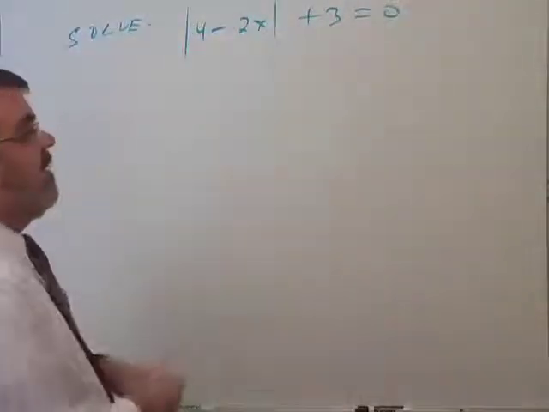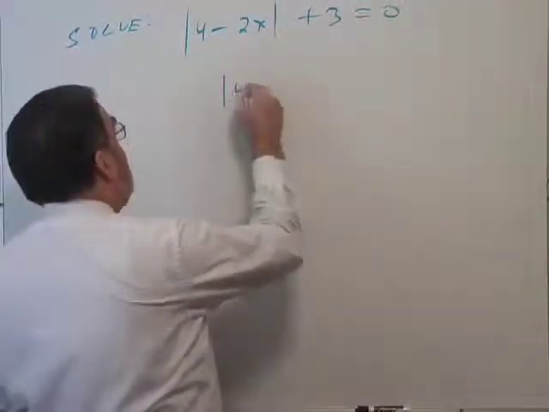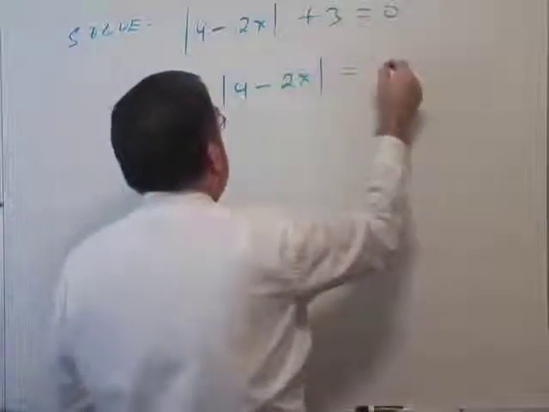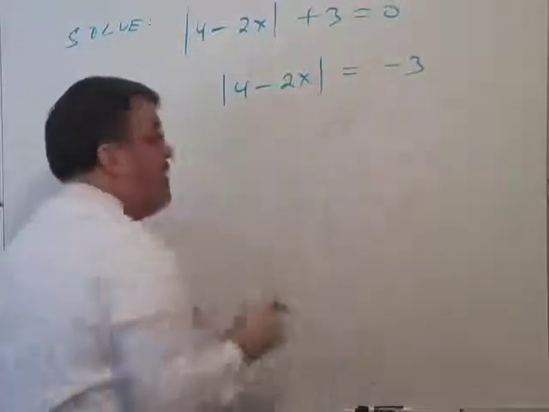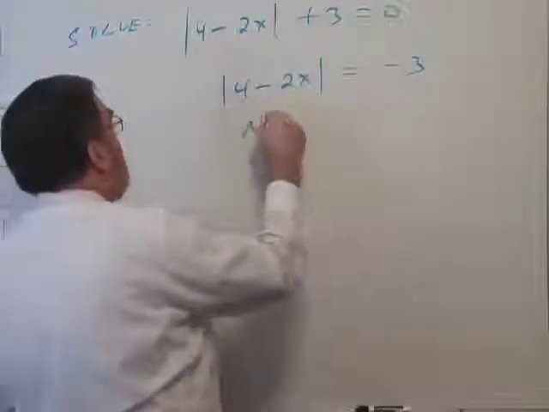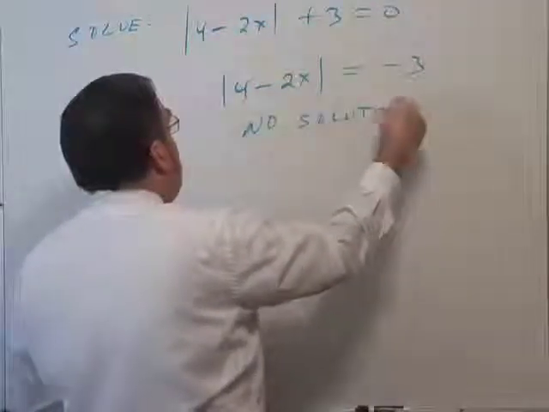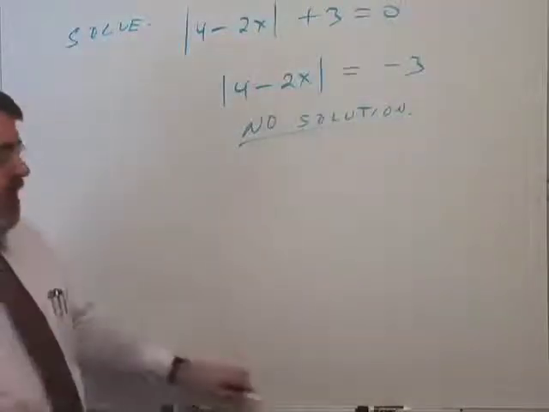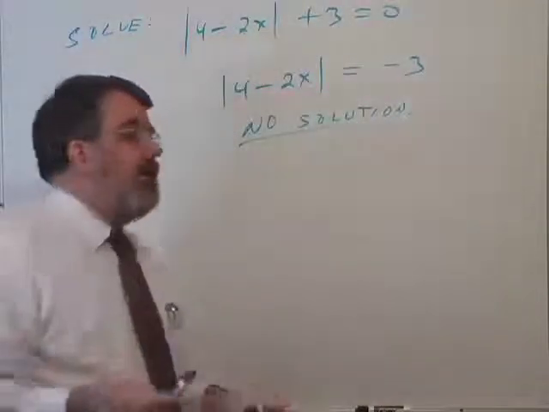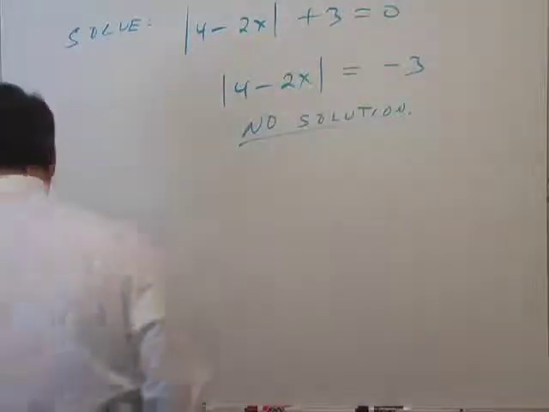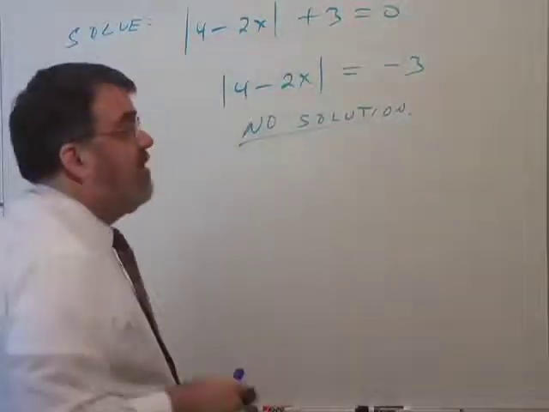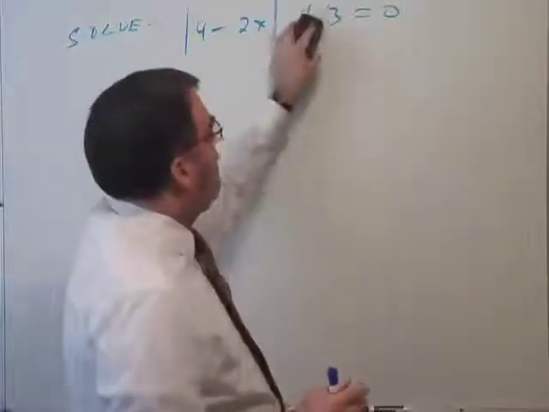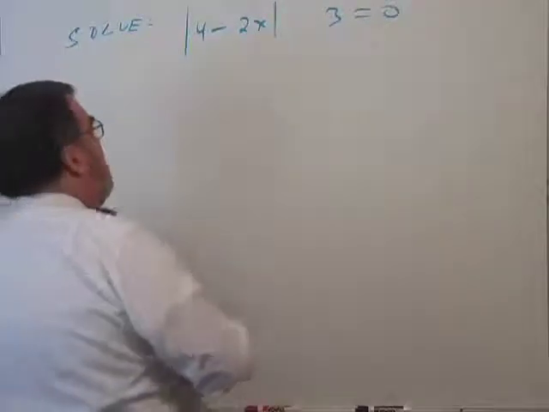It would be the same thing as writing this by bringing the 3 to the other side: the absolute value of 4 minus 2x equals negative 3. Absolute value can never equal negative 3. So in either case, there would be no solution to that problem, because the absolute value cannot be a negative number. Distance cannot be negative. All right, now let's turn this into a problem we can work. So I'm going to a new problem, and all I'm going to do is change the plus to a minus.